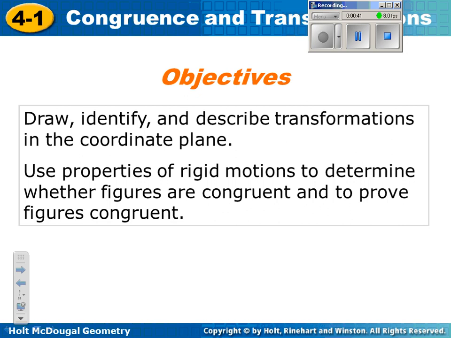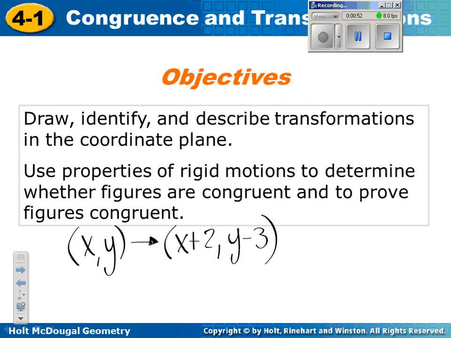We only talked about one rule. This was an example of a rule. What kind of transformation did that give me? Say it again. Translation. Remember that if we added something to the x or y or subtracted, that meant we were going to slide it those directions. So this is an example of a rule for a translation.